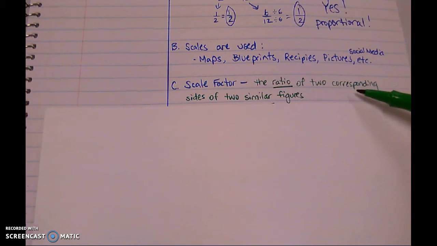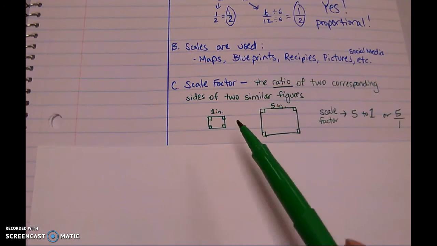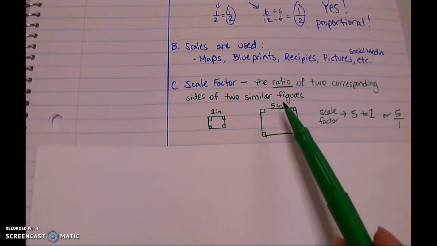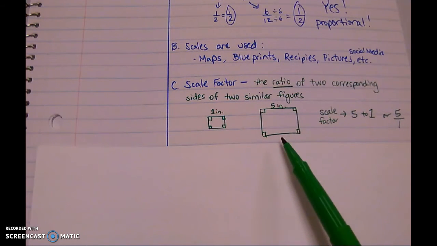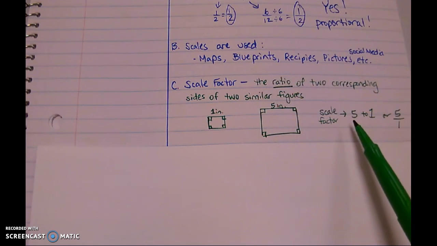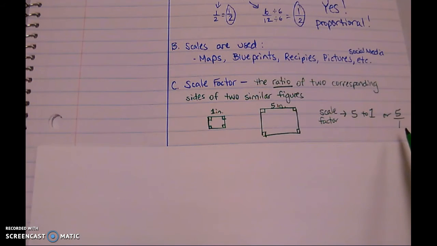Skip a line and we're going to talk about scale factor. Scale factor is the ratio for 2 corresponding sides of 2 similar figures. So for example, in this picture, we have a little square that has 1-inch sides, and we have a similar square that has 5-inch sides. So the scale factor here would be 5:1, or 5/1.